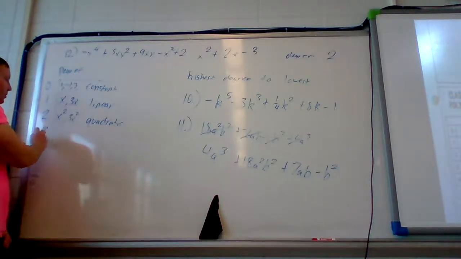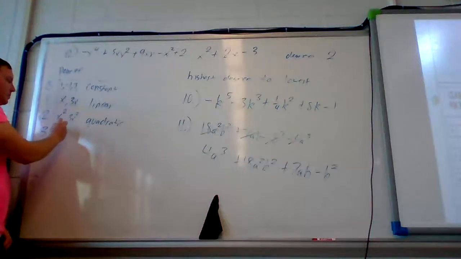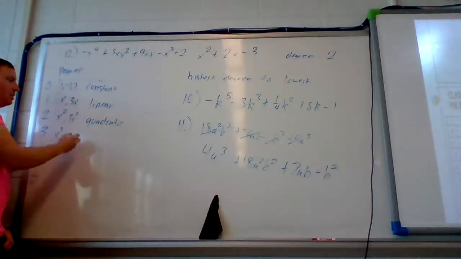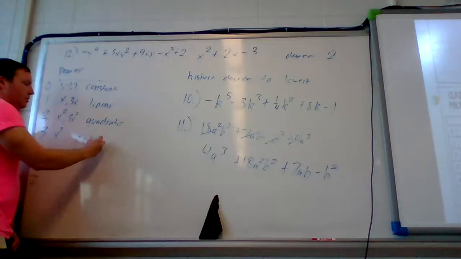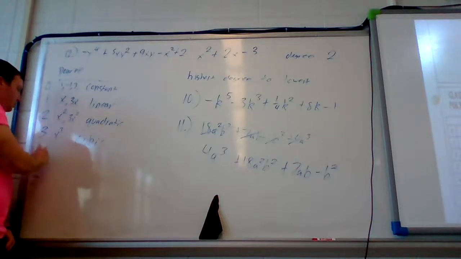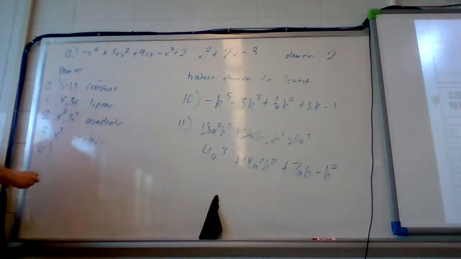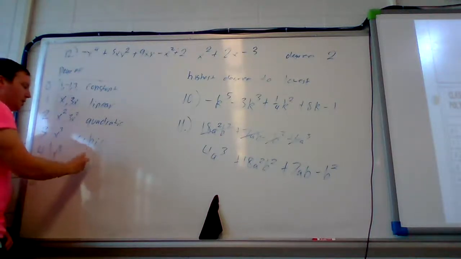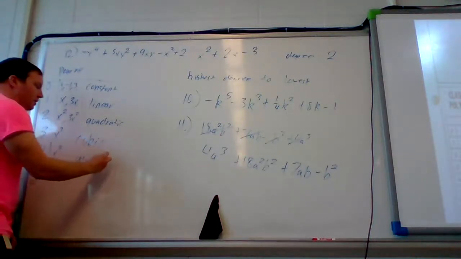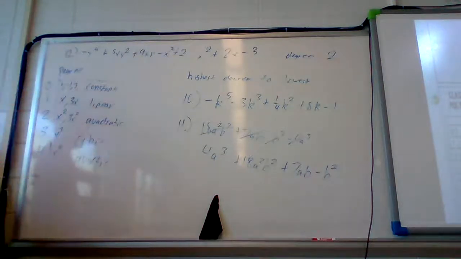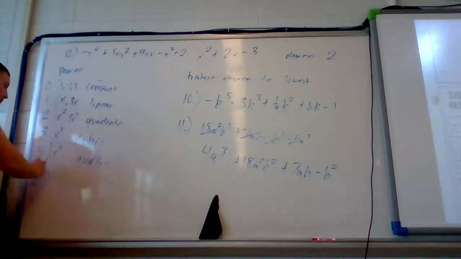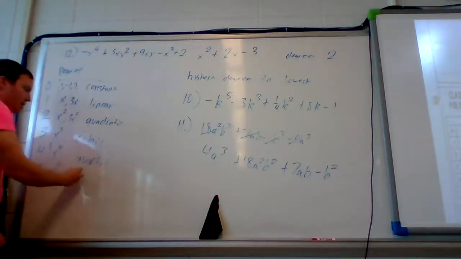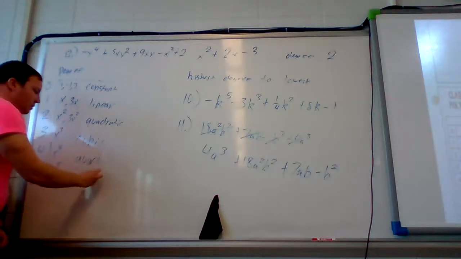Our third degree, x cubed. This is our cubic function. Our fourth degree, x to the fourth, and what's it called? This is a quartic function. And then our last one, our fifth degree, so x to the fifth power. This is quintic.